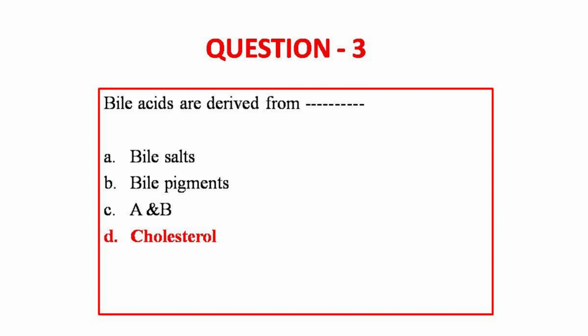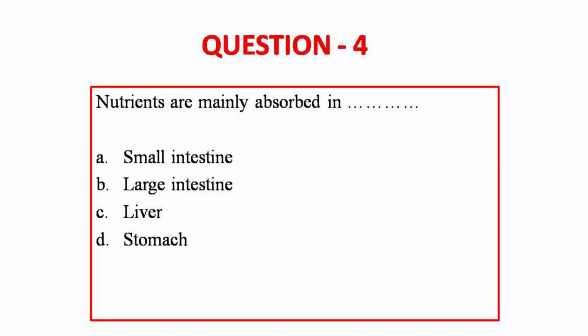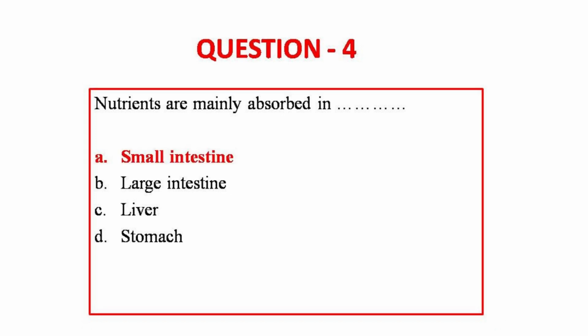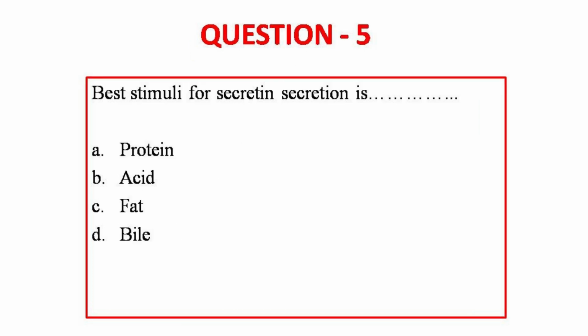Moving on to question number 4. Nutrients are mainly absorbed in small intestine, large intestine, liver, stomach. The answer to this question is option A, small intestine. So proteins, carbohydrates, fats, and all the other nutritive substances like vitamins and minerals are all absorbed mostly in the small intestine.